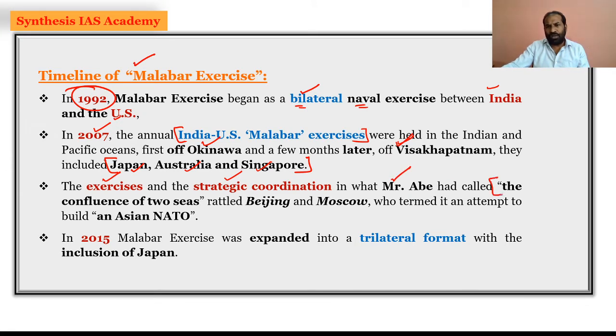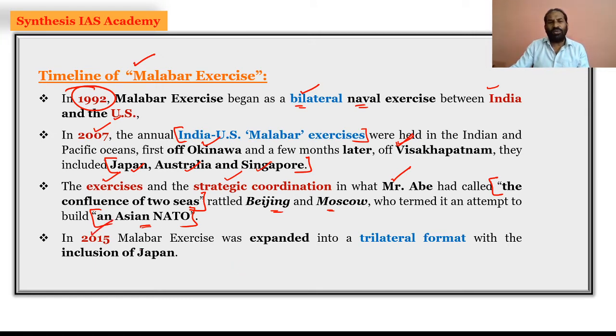Abe called the Malabar exercise the confluence of two seas. Beijing and Moscow termed it an attempt at an Asian NATO. Japan was talking about this exercise as the confluence of two seas, but Russia and China looked at both the Malabar and the Quad, especially the Quad, as an Asian NATO.